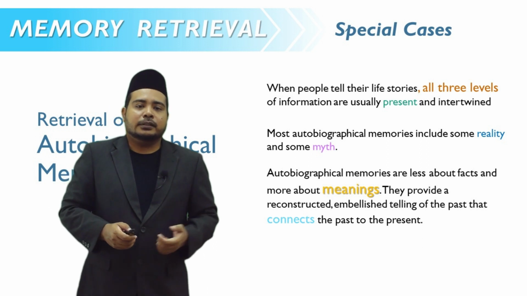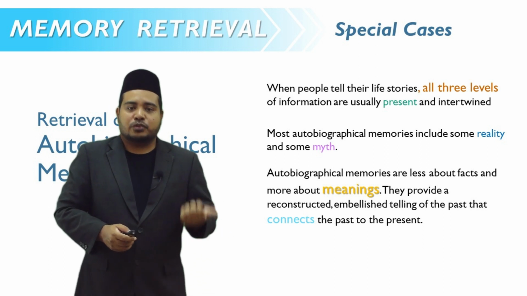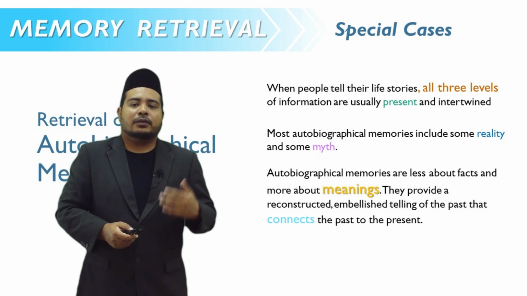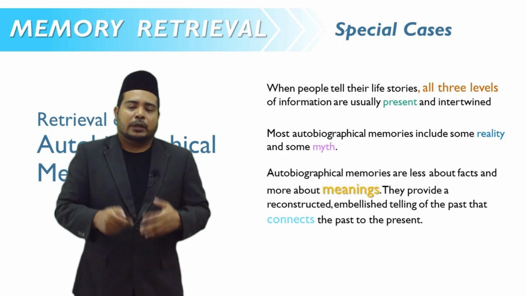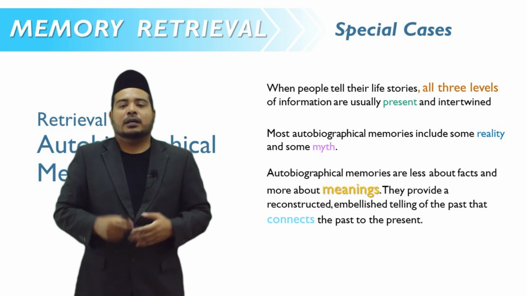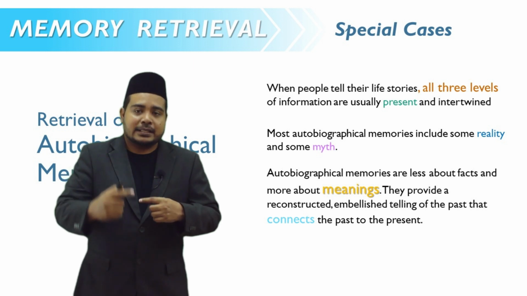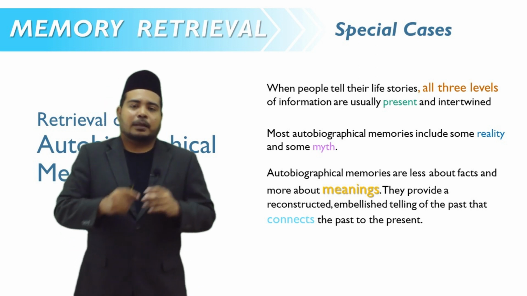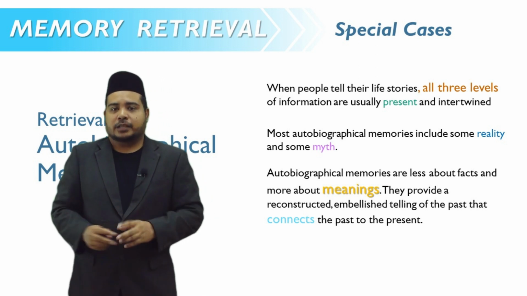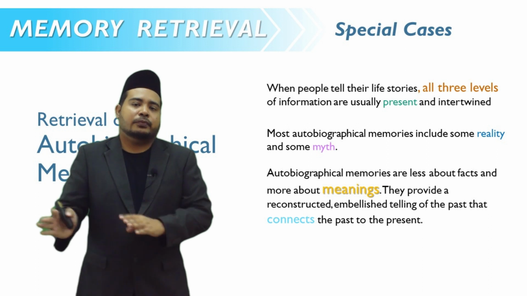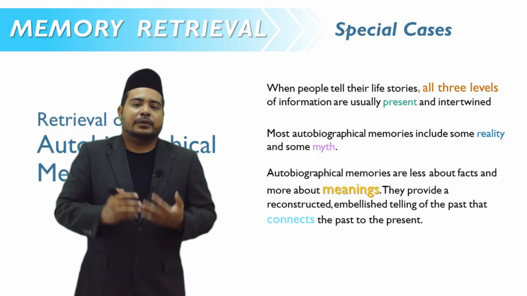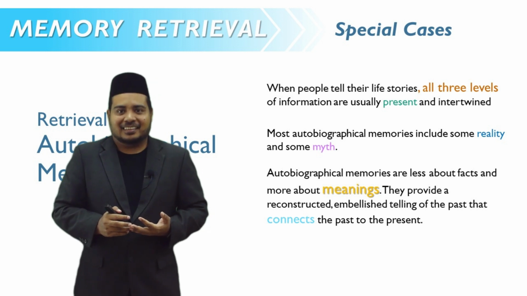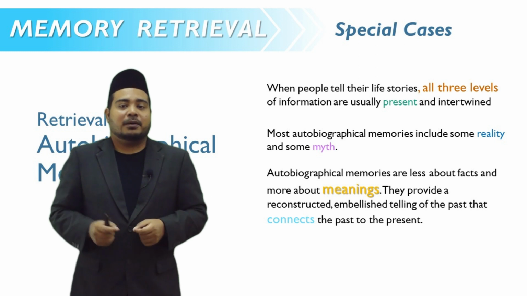The level of lifetime periods is the abstract level, the level of general events is the middle level, and the level of event-specific knowledge is the concrete level. When people share about their life stories, all of these are present and intertwined. Sometimes it's general, sometimes it's specific, sometimes it's concrete, sometimes it's abstract. So most autobiographical memories include some reality, but at the same time, some myth, because some are abstract and some are very concrete.